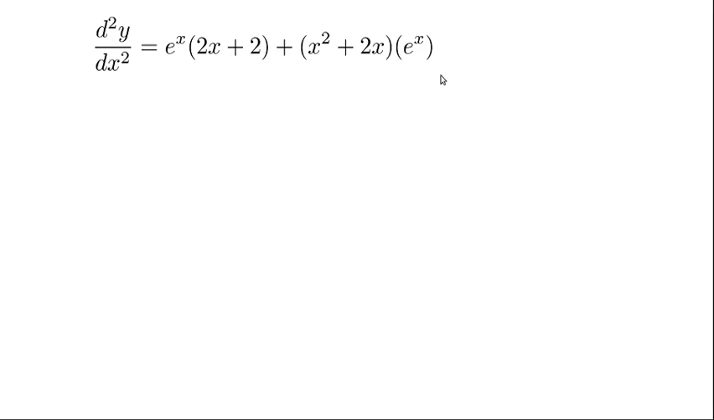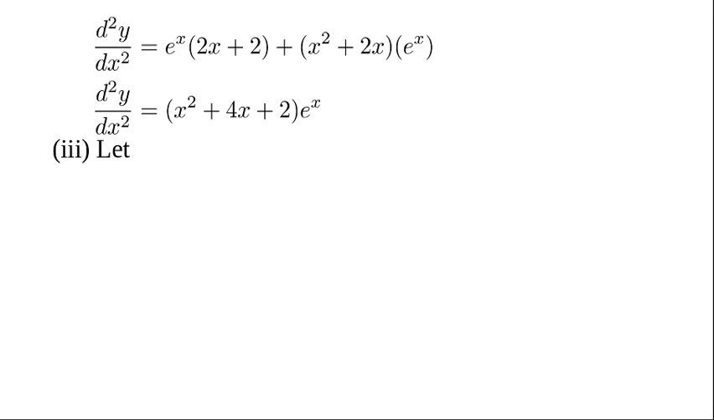And now we take e raised to x out. So we get d square y by dx square equals to x square plus 4x plus 2 into e raised to x.